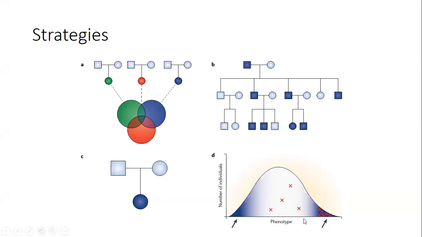And finally, you can look at outliers, individuals who have a phenotype versus those that don't, and if you have a good-sized collection of them, do all the people with the phenotype tend to share this variant, and those that are at the other end of the spectrum not.